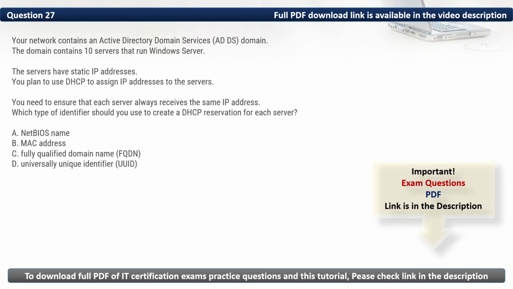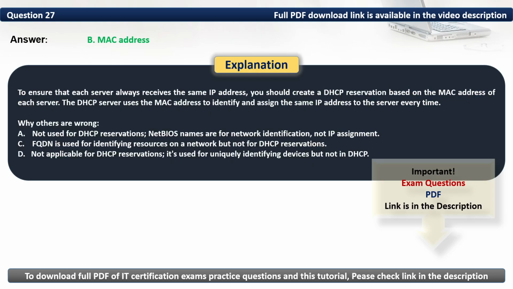As such, the type of identifier that we should use is MAC address. Thus, the correct option is B. To ensure that each server always receives the same IP address, you should create a DHCP reservation based on the MAC address of each server. The DHCP server uses the MAC address to identify and assign the same IP address to the server every time.